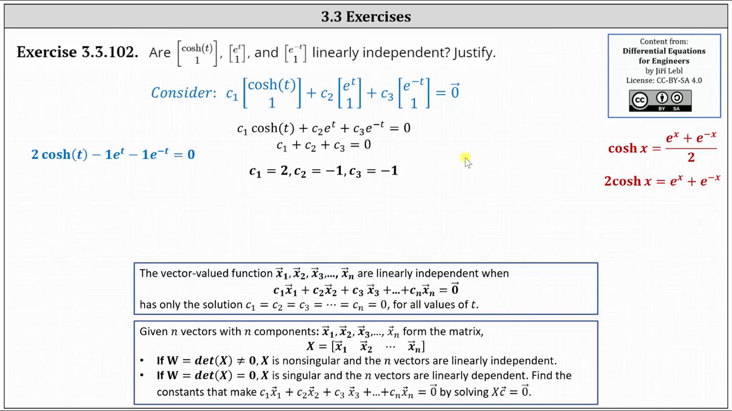So because we found a solution where c1, c2, and c3 are not all 0, we now know the vector valued functions are linearly dependent. Notice in this case, we're not able to form a matrix where the columns are the vector valued functions and then find the determinant, because the matrix would be a 2 by 3 matrix, and we know to find the determinant, the matrix must be square.